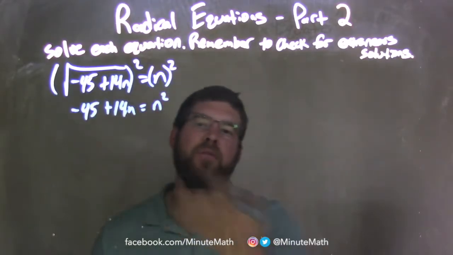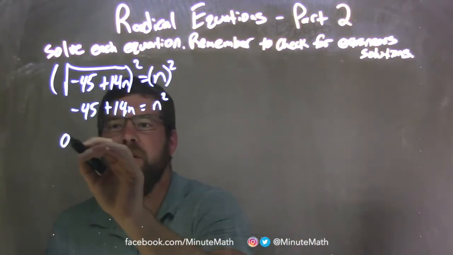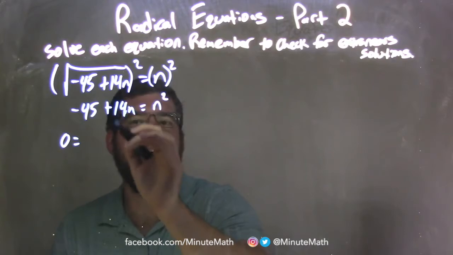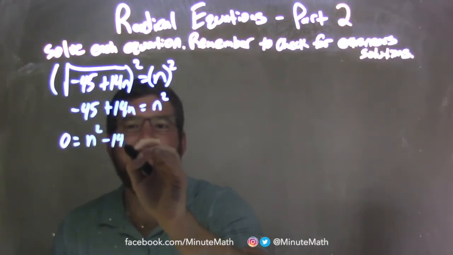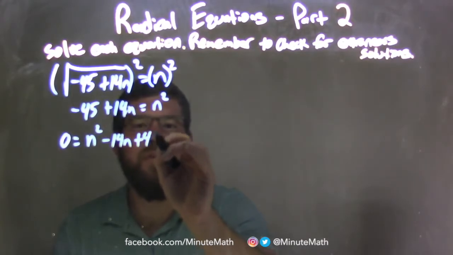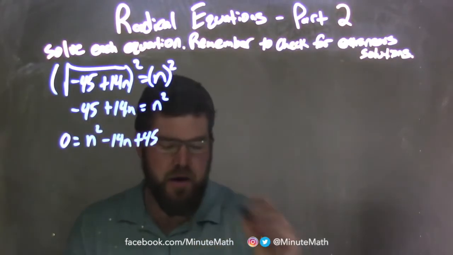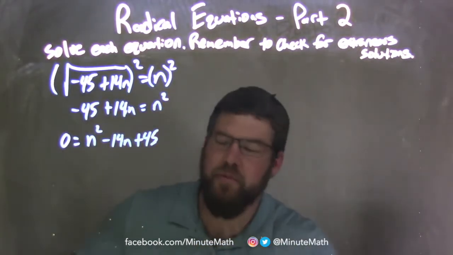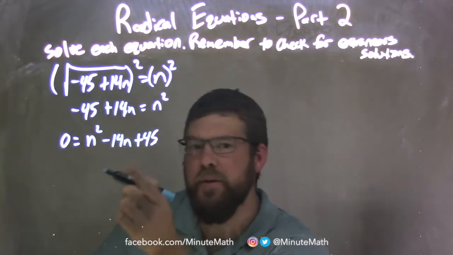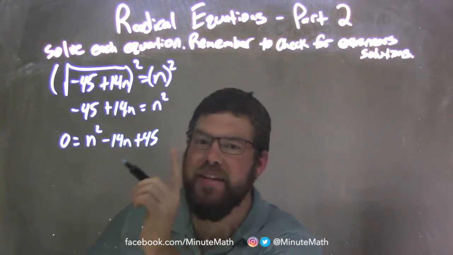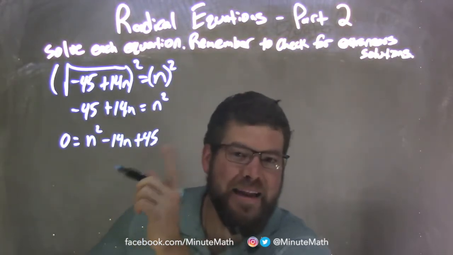Let's bring everything over to the right-hand side, set it equal to 0. 0 equals, I'm going to add a 45 and subtract a 14n on both sides. So we have n squared minus 14n plus 45. Then we think to ourselves, what two numbers multiply to be 45 but add to be negative 14? That's 9 and 5, but both being negative.